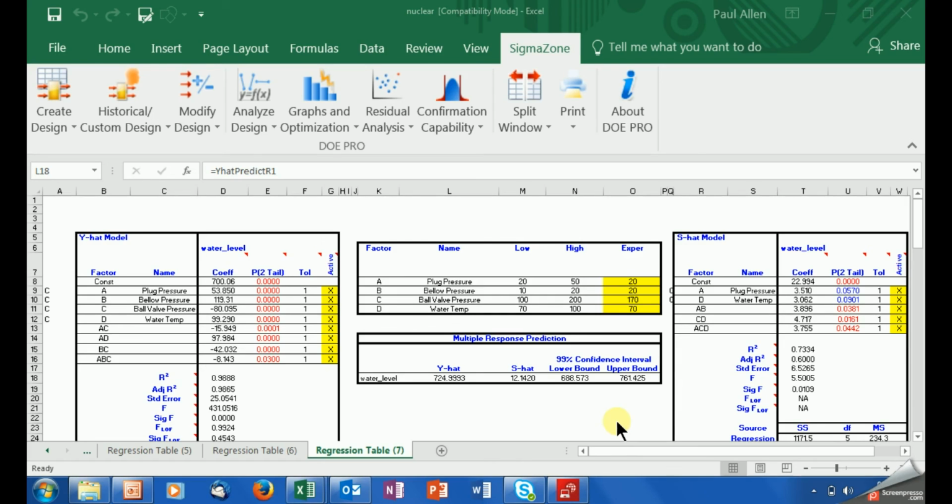You've created a prediction model. In fact, you've created two prediction models. The one over here, the y-hat model, tells you how to hit the target. The one over here, the s-hat model, tells you how to minimize the standard deviation. And with those two models available to us, we can ask the optimizer to hit any target. And of course, it may say, I can't hit the target. The target is outside of the design space, and you have to decide what to do next. But that is the simple way that you analyze a 2x4 full factorial using DOE Pro.